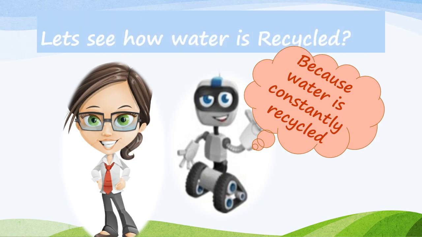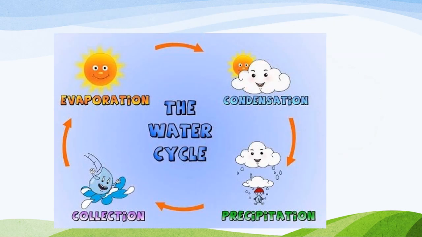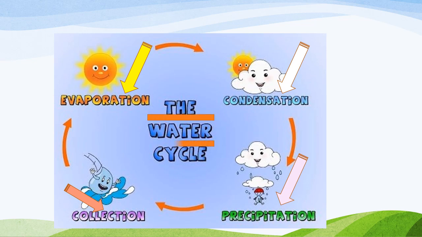Now let's see how this water is recycled. The water is recycled by a series of events. These are evaporation, condensation, precipitation, and then collection in the water bodies. All these events are collectively studied in the water cycle.